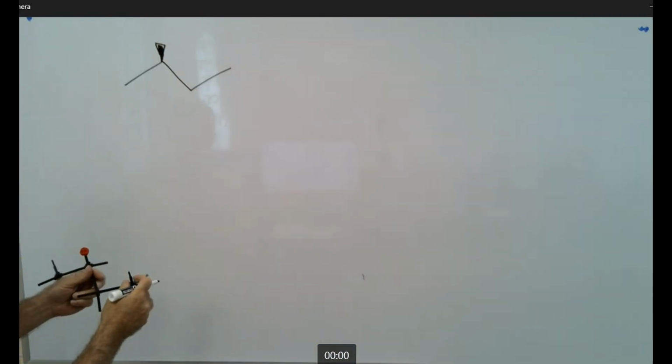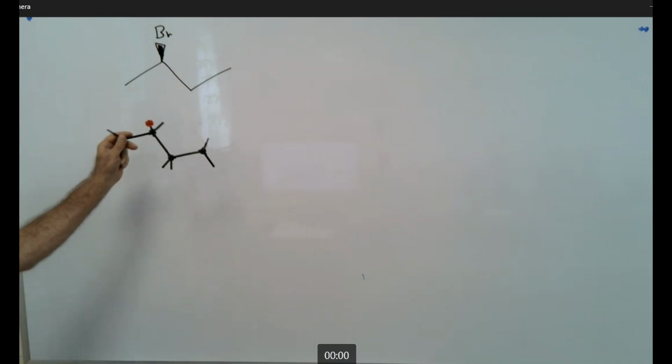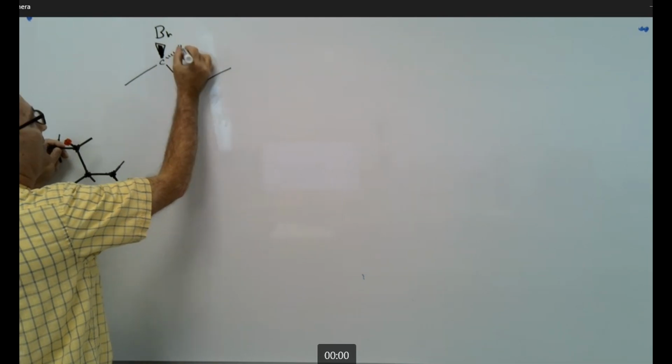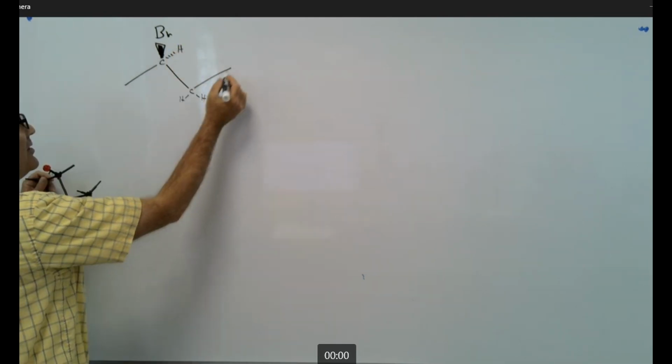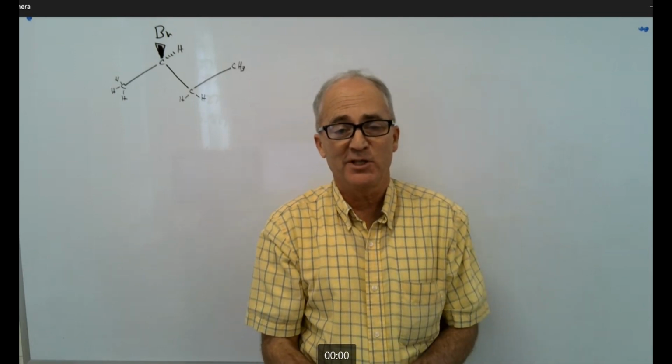So wedges are coming out of the plane of the board. Lines are in the plane of the board. So it looks like I'm good to go here. Maybe to make things a little easier, we're going to draw what's attached. So I want to assign priority to all these groups.